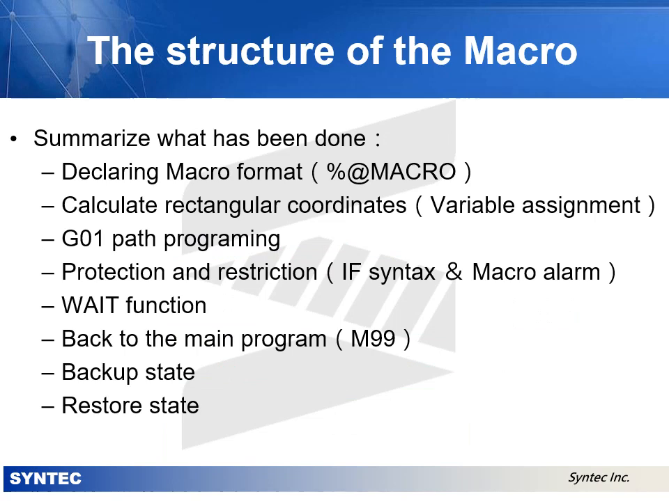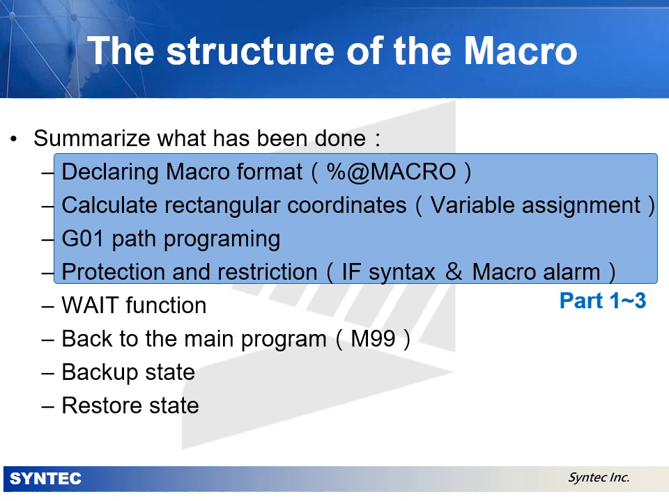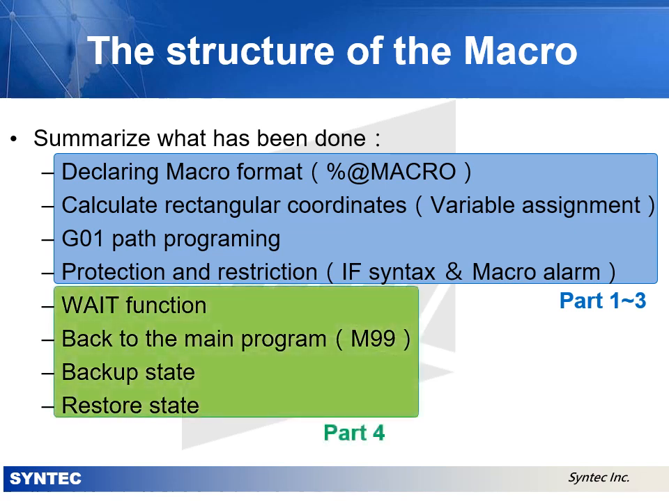Let's summarize what has been done between part 1 and part 4. In part 1, we declared the file to macro format. In part 2, we assigned variables to calculate rectangular coordinates and used G01 to machine the path. In part 3, we used the if syntax and alarm to complete protection and restriction. In this part, we used the wait function to block pre-reading, used M99 to return, and learned how to backup and restore state.